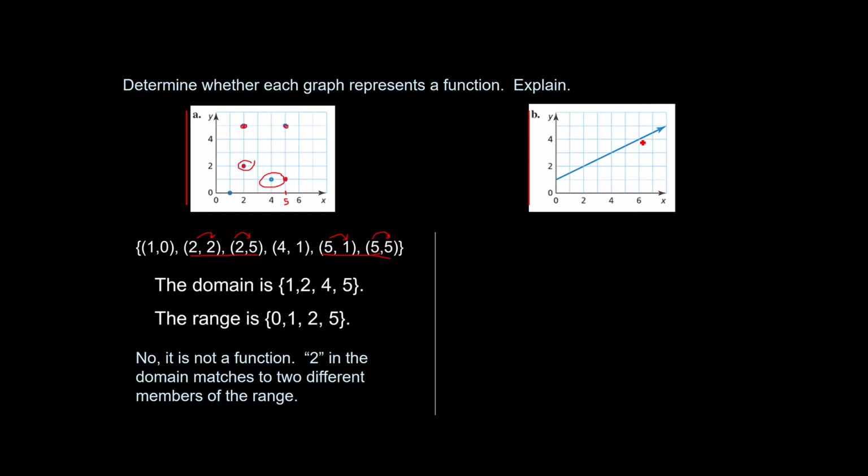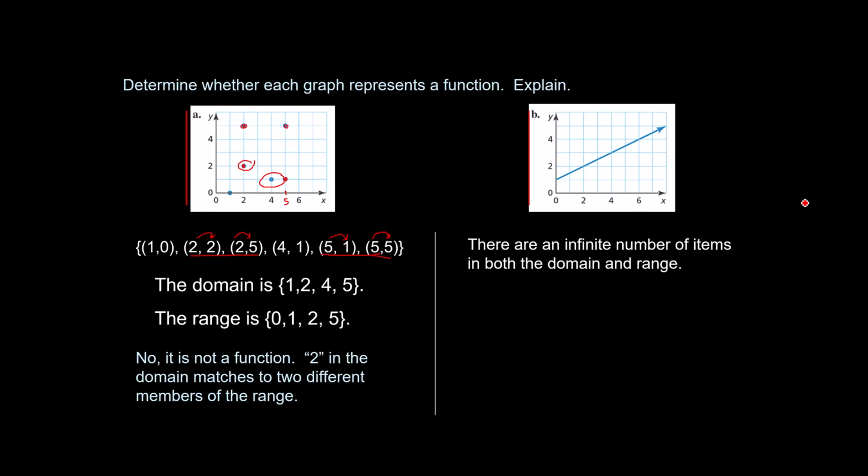You have the coordinate 6, 4. You have the coordinate 5, 4.5. There are a lot of coordinates on here. Do you know how many there are altogether? There are actually an infinite number of coordinates that fall on that line.